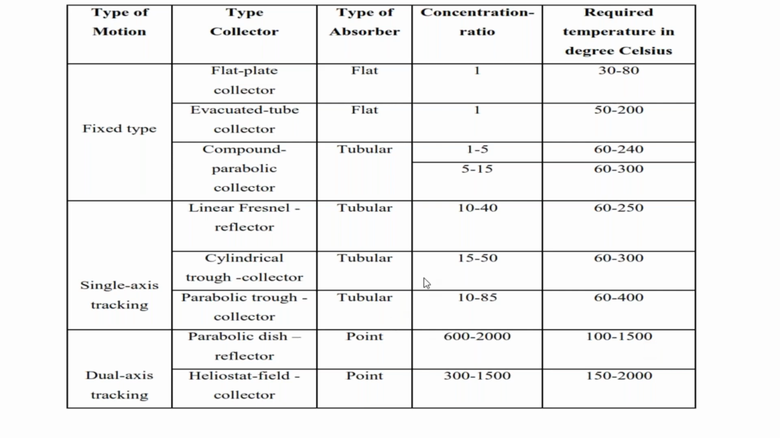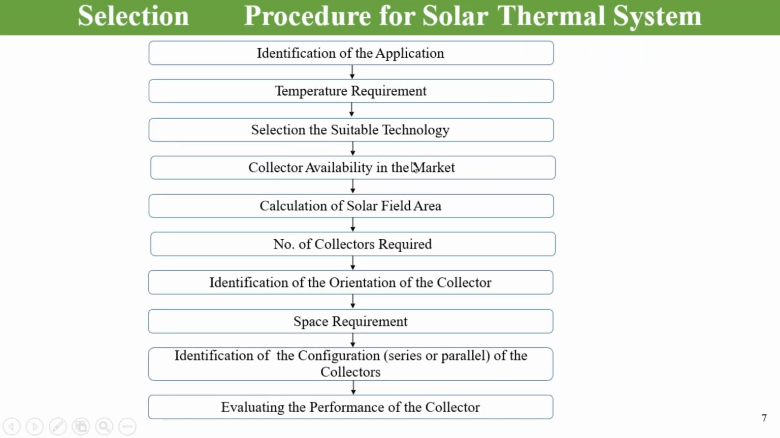Now these are the temperature ranges as per our temperature requirement, and as per our space requirement, we can select a suitable type of collector or solar thermal system. We can say these collectors are the heart of the solar collector system. So this table is very essential when we are going for the selection of a solar thermal system. Now moving to the next slide, the selection procedure for a solar thermal system.